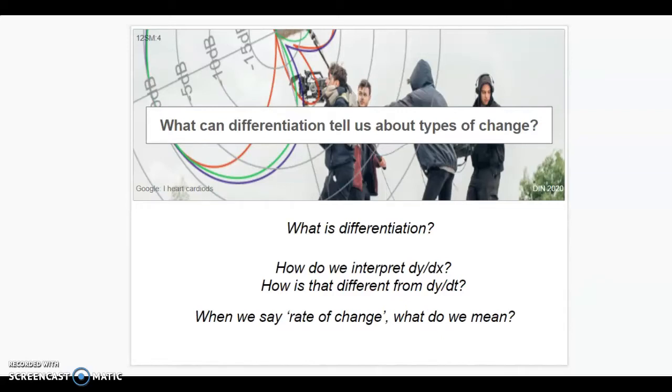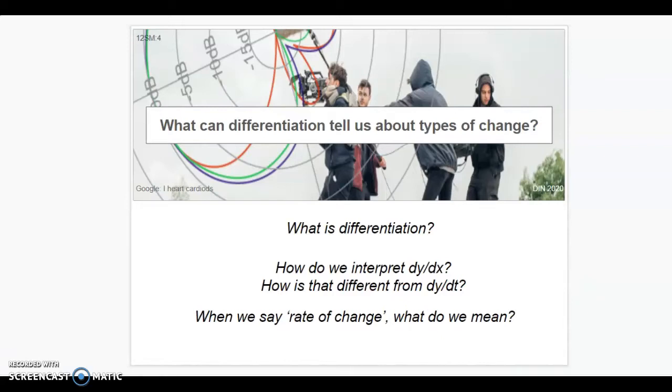Along the way, I'll try and explain a couple of the things we're doing because I see it working the same way for most of our lessons. So, first up, if you've not done so already, what I'd like you to do is to consider the questions on the first slide here. What is differentiation? How do we interpret dy by dx? What does that actually mean? How is that different from a related expression, dy by dt? And when we use the language rate of change, what do we mean?